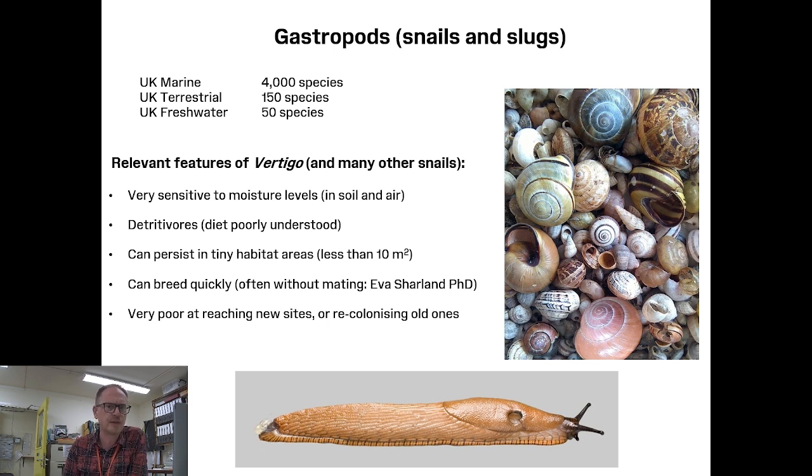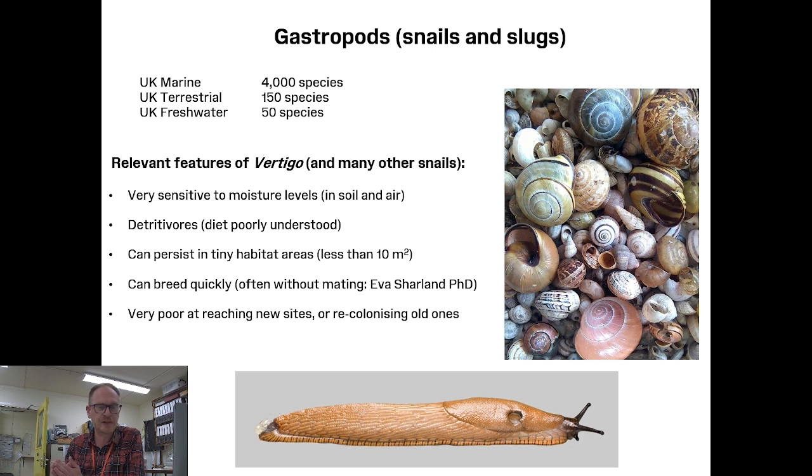They can only live in places which have a particular humidity in the soil, in the air. They tend to be detritivores, animals about whose diet we know rather little, but they eat mainly dead things. They can live in tiny habitat areas and survive there for many generations, less than 10 metres squared. They can also breed very quickly and they have a special trick up their sleeve, which is being able to reproduce without having a partner, without mating. And a lady called Eva Sharland, who did a PhD here at the museum on these species, found that the Welsh populations in many cases predominantly reproduce without mating.